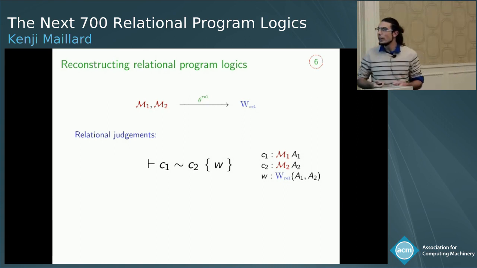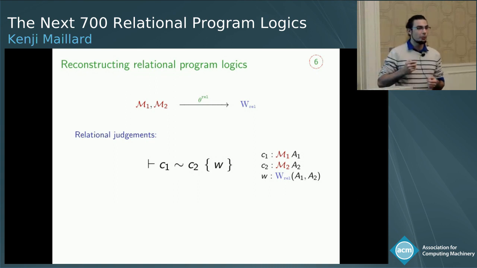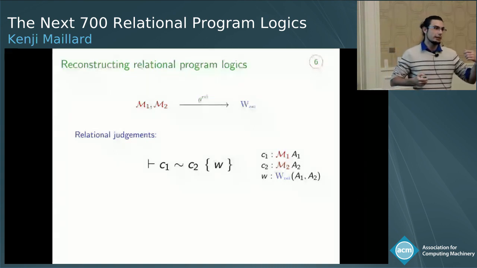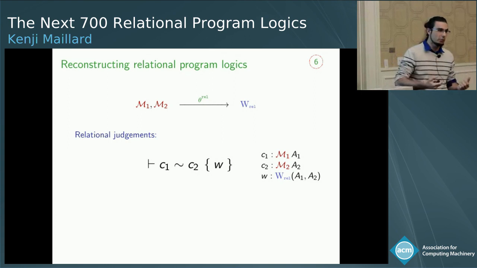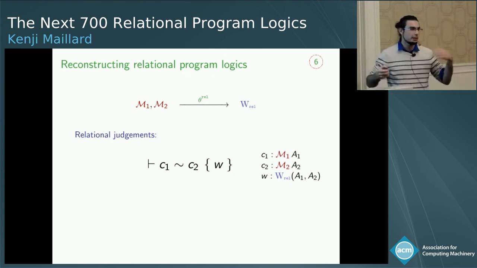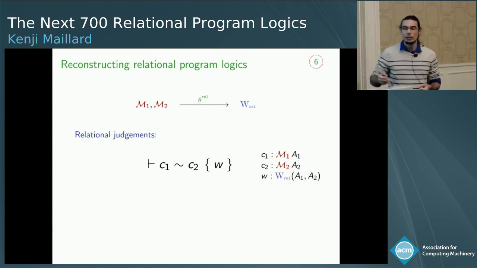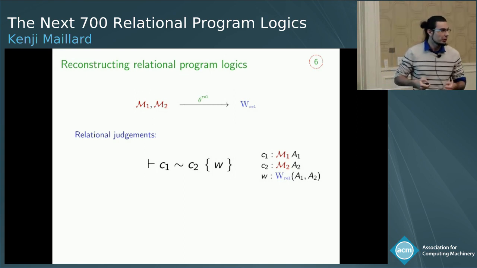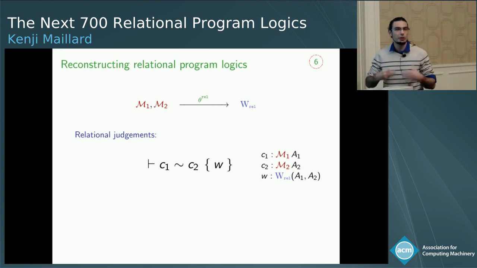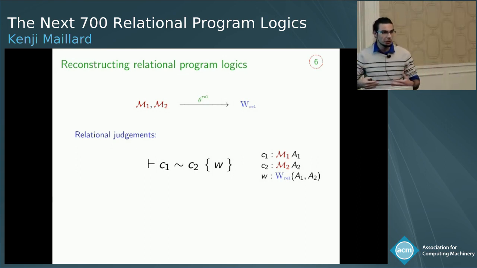And in order to do that, I will introduce a relational judgment that takes two programs, C1 and C2, each program in its respective monad, and a specification W, where W can be, for example, pairs of pre and post condition. So with respect to standard relational Hoare logic, I'm putting together the two parts of the specification. So the W can really hold both the precondition and the postcondition.